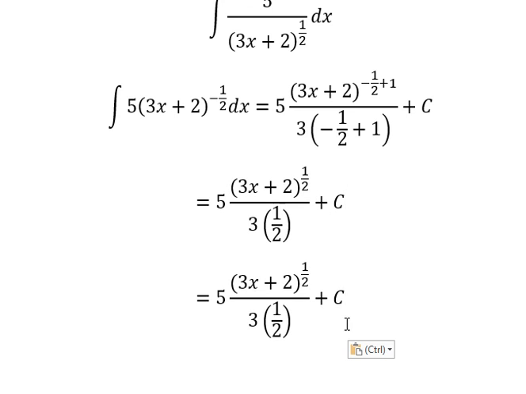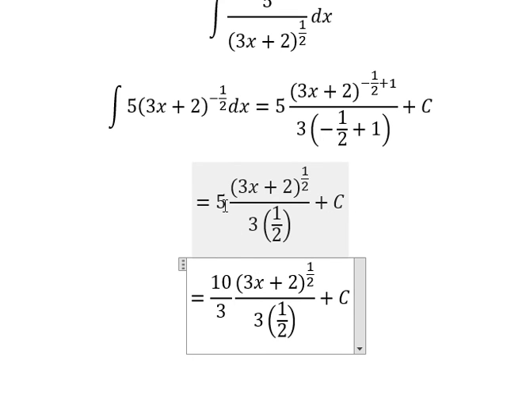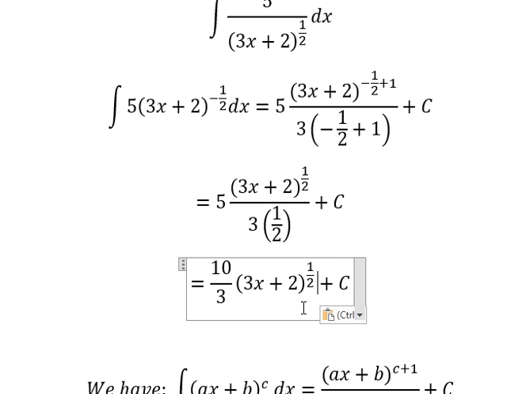So if we simplify the numbers in here, that is 10 over 3. Because number 2 goes to the numerator, so we have number 5 with number 2, we have number 10. And this is the final answer. That is the end.